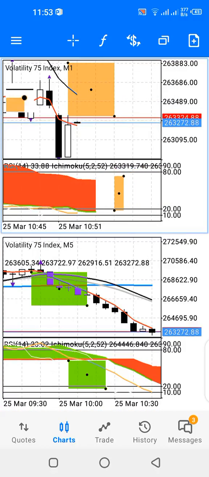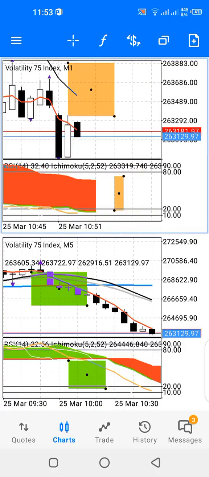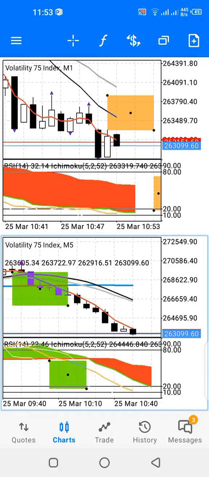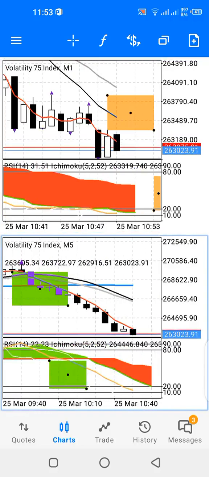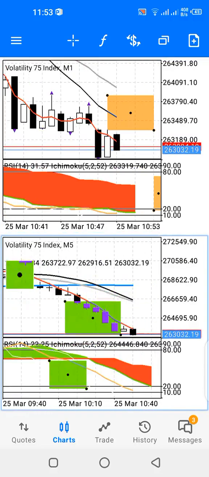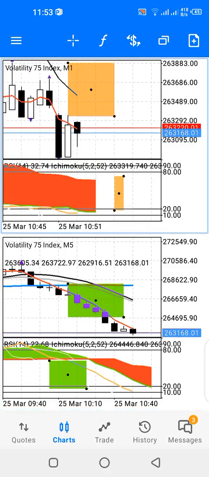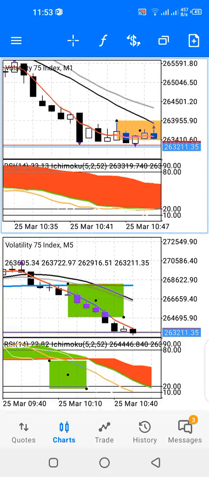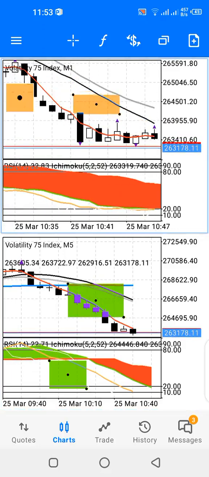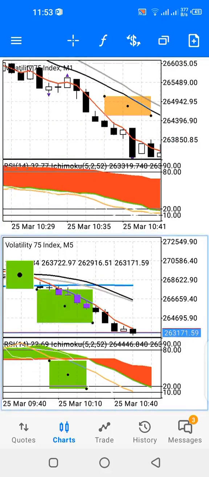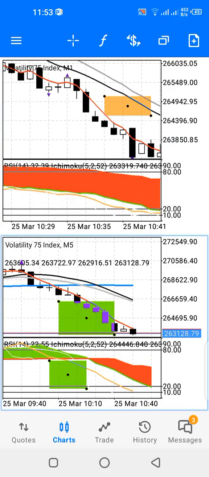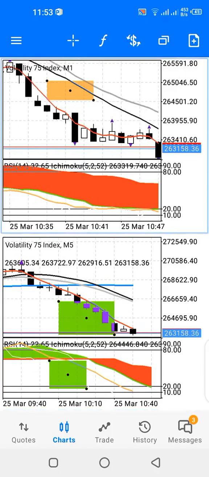Now, how does this strategy work? You have two windows so that you can filter when to enter your trade. Right now, V75 on the 5 minutes is selling, and on the 1 minute is also selling. So when you have alignment of sell signal on both screens, you can confidently enter your sell trade.